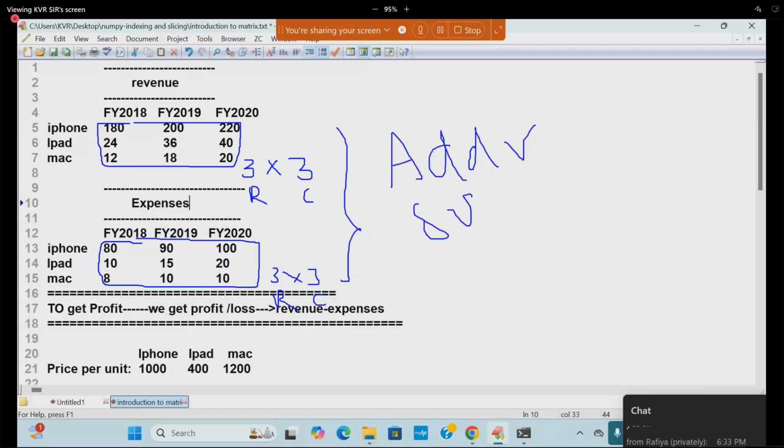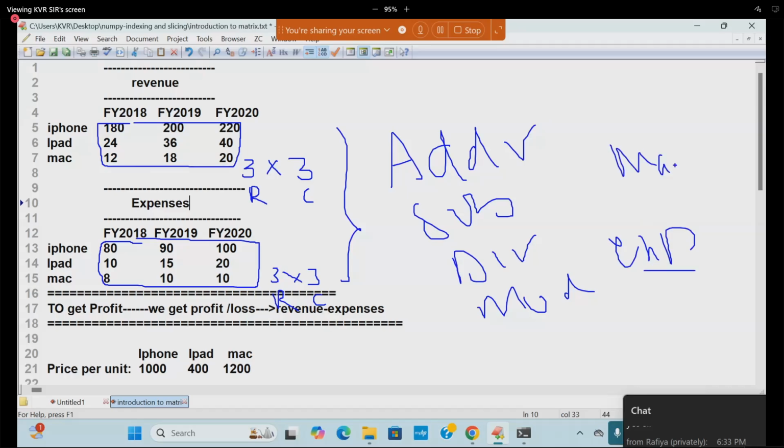addition is possible, subtraction possible, division possible, modulus possible, exponentiation possible. Element-wise matrix multiplication is also possible. Dot and matmul are different; I will tell you the separate condition. This is our LKG, UKG, school-level mathematics.